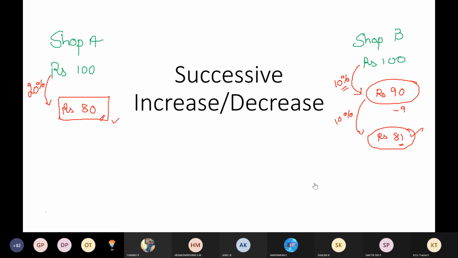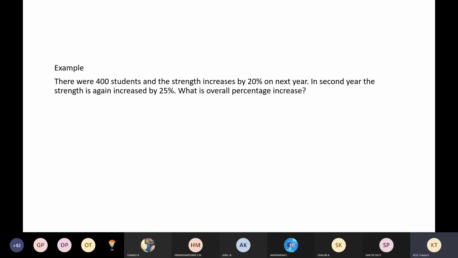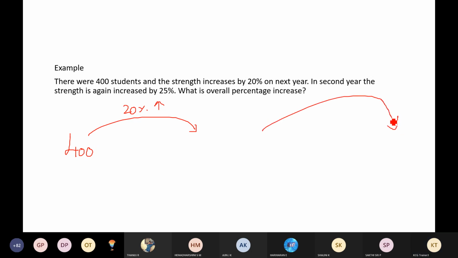Is that clear, people? So you should be very, very careful with successive percentage increase or decrease. For example, listen here. There were 400 students and the strength increases by 20% in the first year, and then it increases by 25% in the second year. What is the overall percentage increase? That's the question.